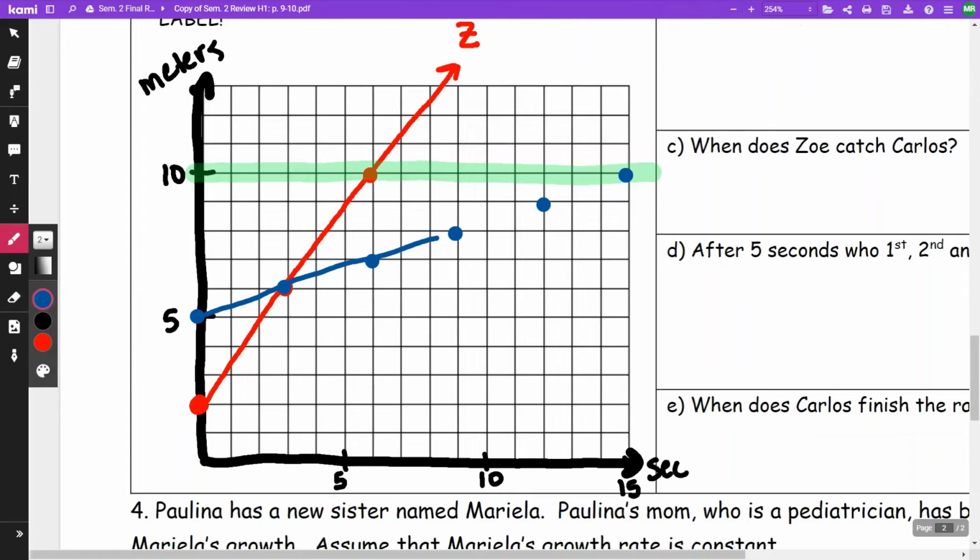I also see when they crossed. Okay, I'm going to put C for Carlos.